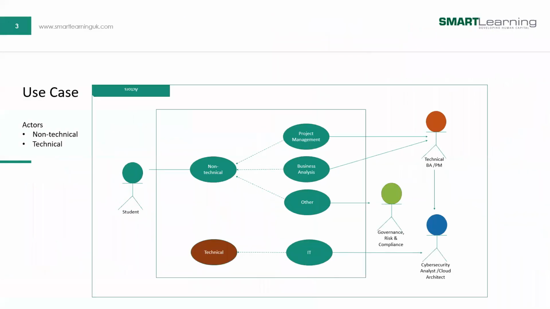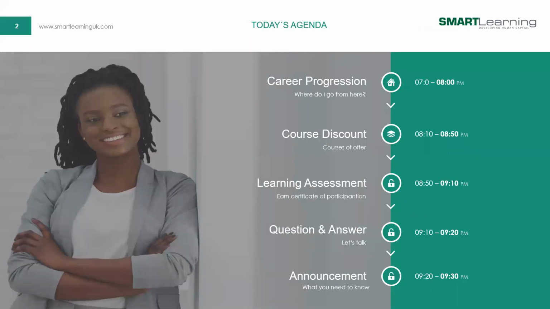So on our agenda, what will follow, I've already talked about the discount. What will follow now is the learning assessment. If you want to earn a certificate from here, then we have about 24 questions that we'd like you to answer. Tunde, are you ready? Let me pause this recording so that we have a nice, great recording and we can upload this. Let me pause it so that we don't mess it up. Just give me a second.